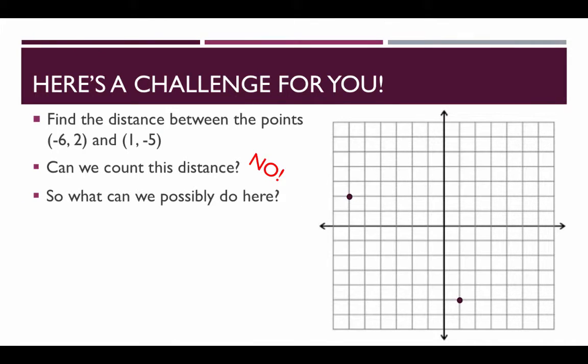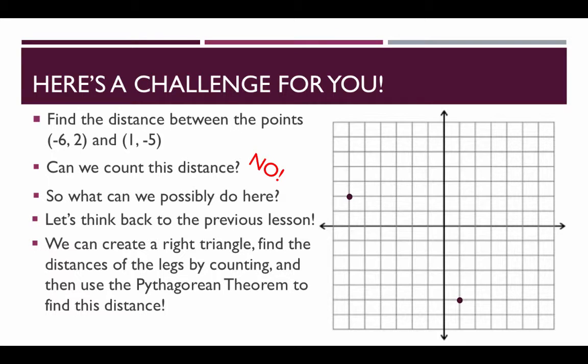So what can we possibly do here to find that distance? Well, we know that we can count horizontal and vertical. And so thinking about that and thinking about what we just previously learned on the last lesson, we can create a right triangle. So our legs of this triangle are going to be horizontal and vertical lines. We can find the distances of those legs by counting. And then we can use the Pythagorean theorem to find the distance of this diagonal, find the hypotenuse of that triangle. So let's go ahead and try this out.